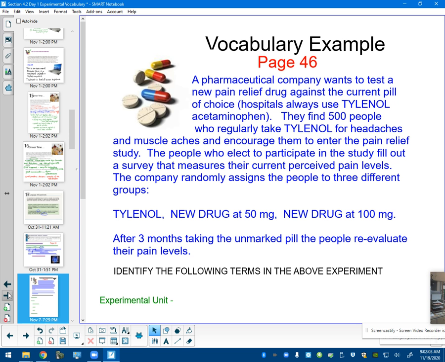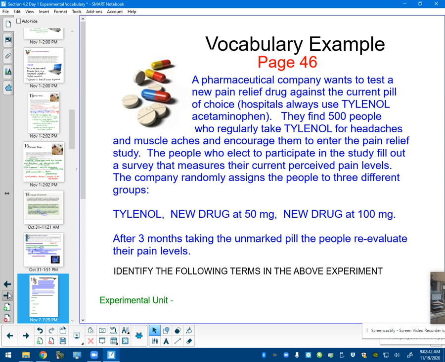All right, a new pharmaceutical company wants to test a new pain relief drug against the current pill of choice. Hospitals always use Tylenol. Does anybody know why? It used to be, when I was growing up, it changed 45 years ago. They used to use aspirin if you had a headache in the hospital, but then they changed to Tylenol. Does anybody know why? It causes less side effects. All right.